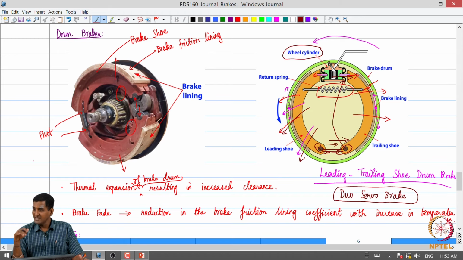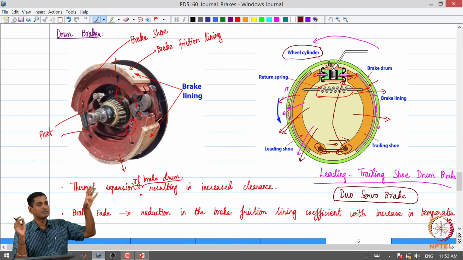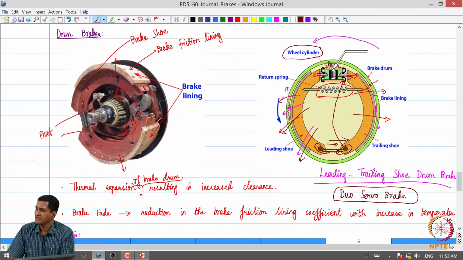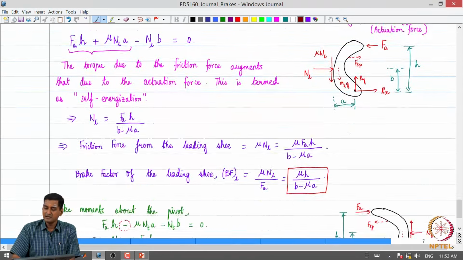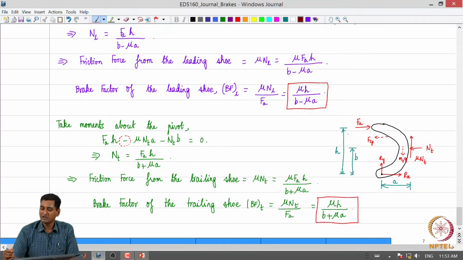For the same set of components, you get a higher brake force output from a duo servo brake when you compare it to this leading trailing shoe brake. If you look at the brake factor output, the brake factor of the leading trailing shoe will be the lowest, followed by the duo servo brake, followed by the two leading shoe brake. The two leading shoe brake will give you the highest output for the same design, same dimensions, everything remaining the same. That is the concept of all these brakes.